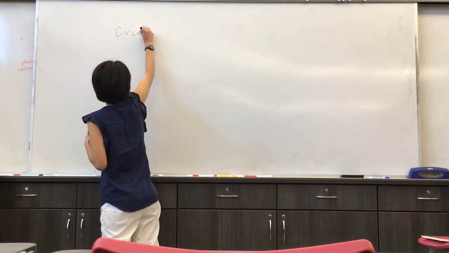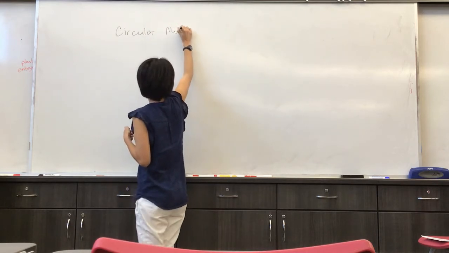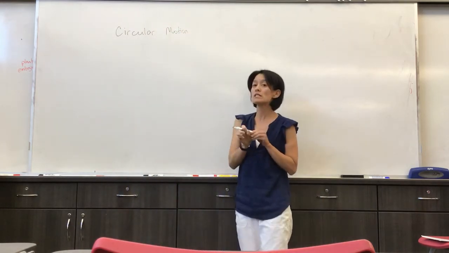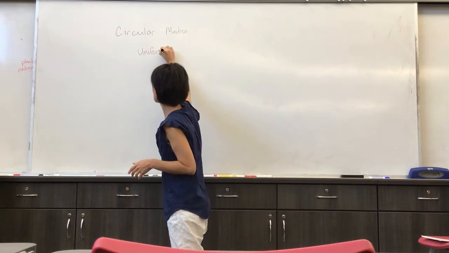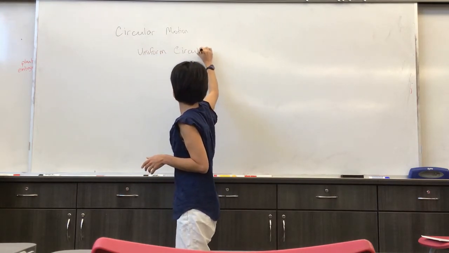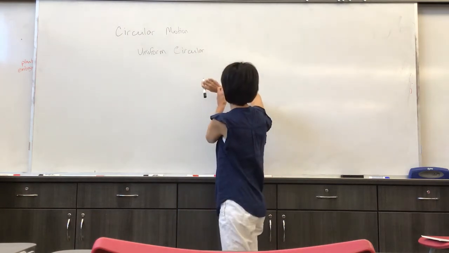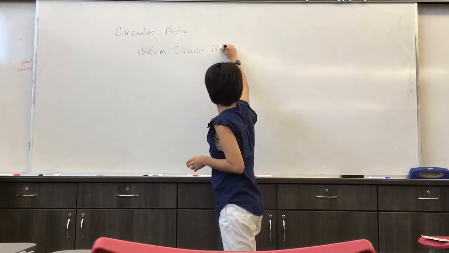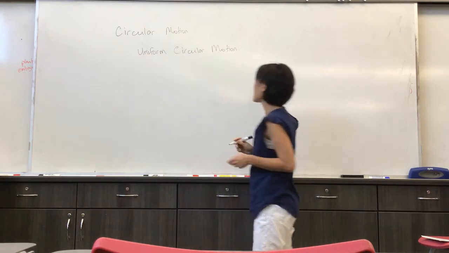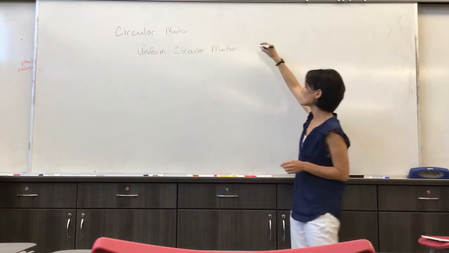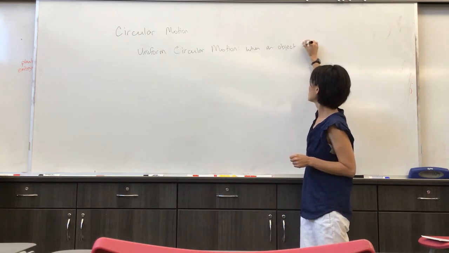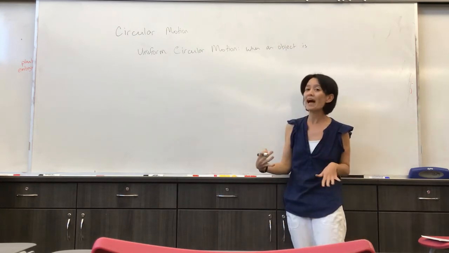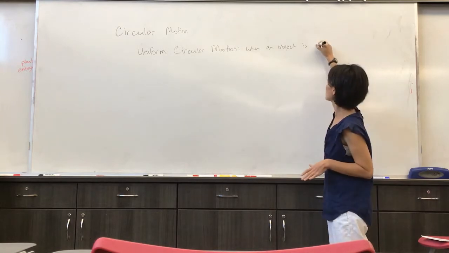This is circular motion. And we are specifically going to look at the concept of what's called uniform circular motion. And this is defined as when an object is moving in a circular path at constant speed.